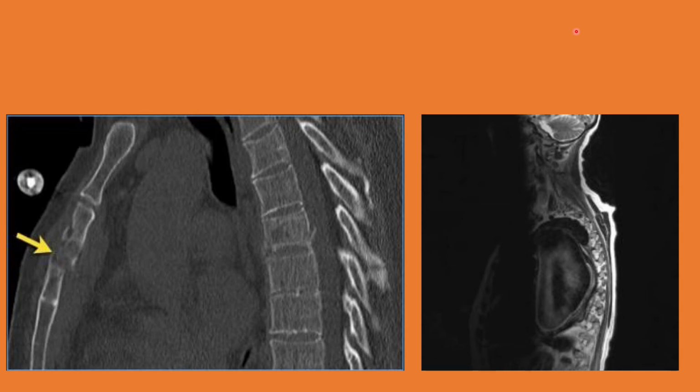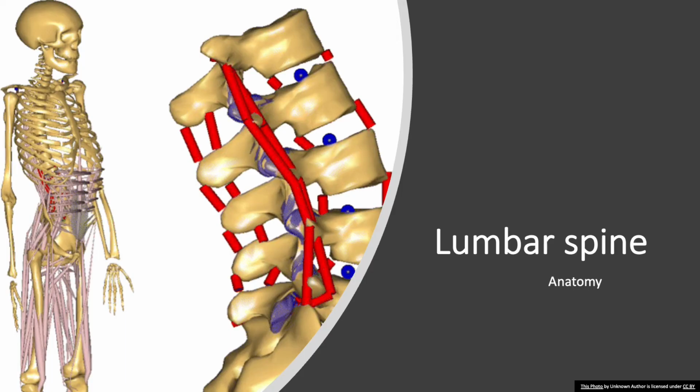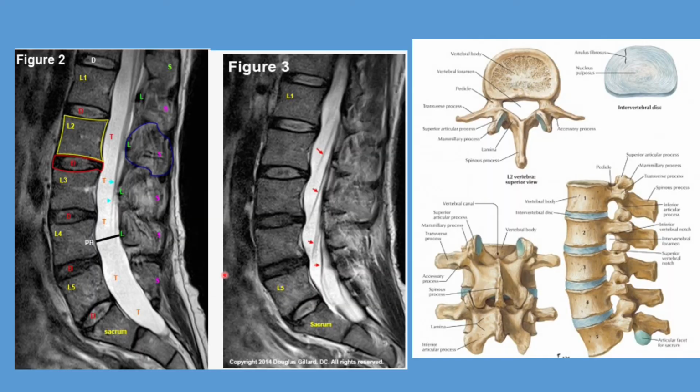Now let's go on to interpret a lumbar spine MRI. But before I go into that, let me go through some of the anatomy of the lumbar spine. So here I'm going to go through a sagittal image of a lumbar spine MRI, as well as some of the anatomical structures which are shown on the slide on the right side.